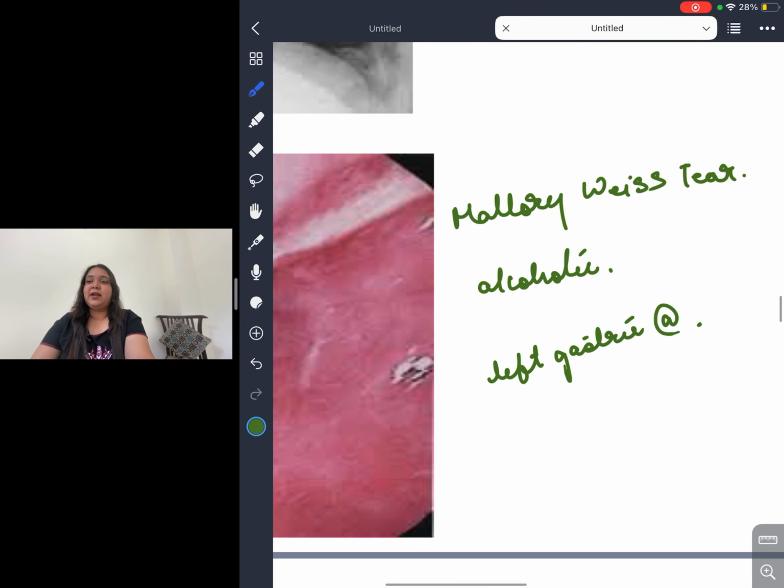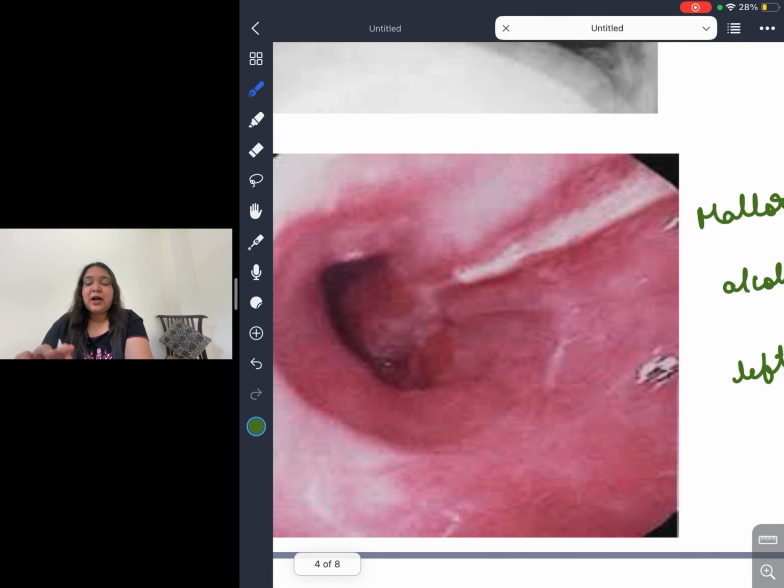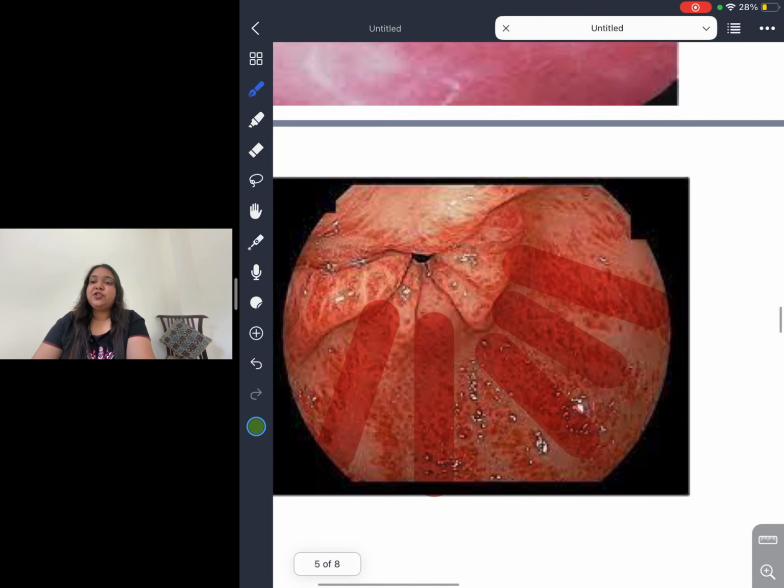Left gastric artery. So this is an image of a Mallory-Weiss tear seen mostly in alcoholic patients. The artery involved is the left gastric artery. Now let us go to another image.